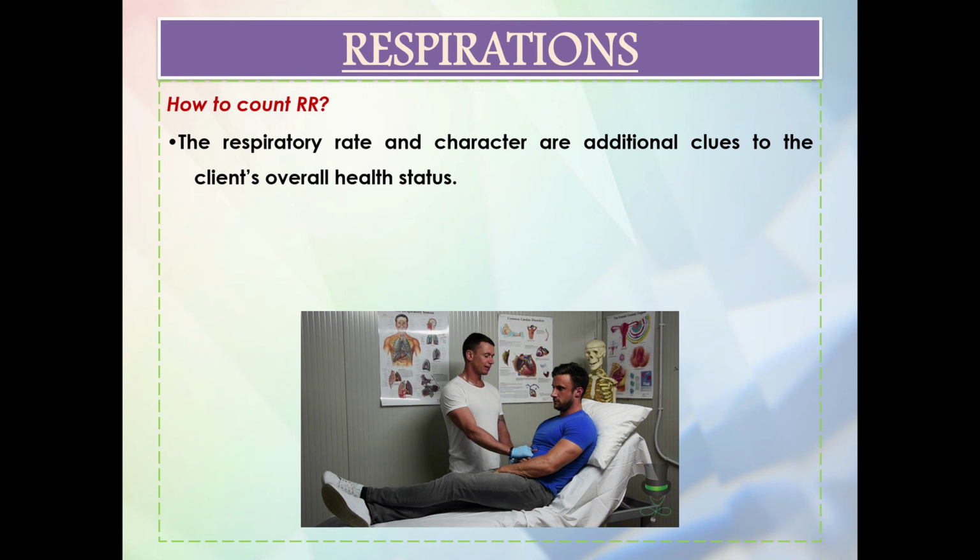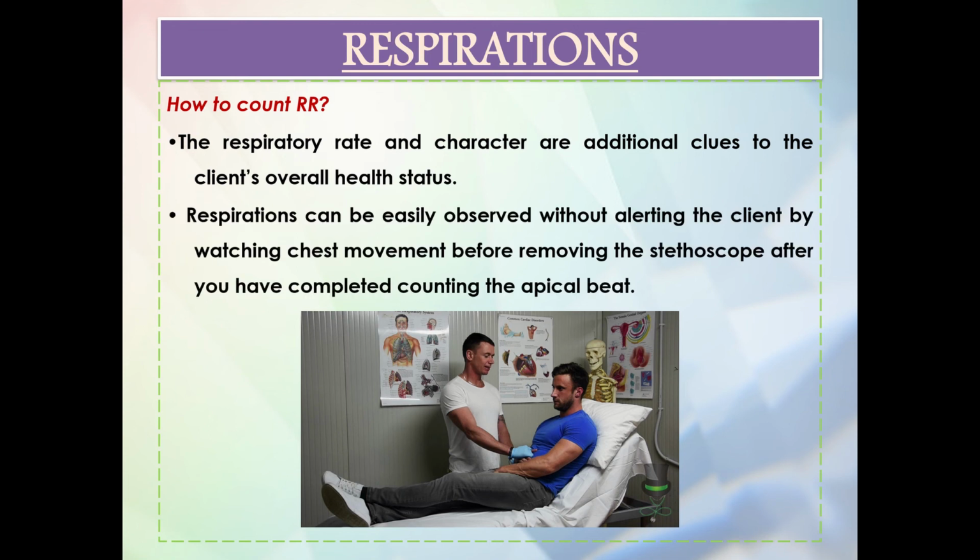Now, how do we count the respiratory rate or RR? The RR and its character are additional cues to the client's overall health status. Respirations can be easily observed without alerting the client by watching chest movement before removing the stethoscope after you have completed counting the apical beats. In this case, a stethoscope is used to count the heart rate. You can assume, for example, that you are still counting the heart rate using the stethoscope, but you are actually checking the respiratory rate.